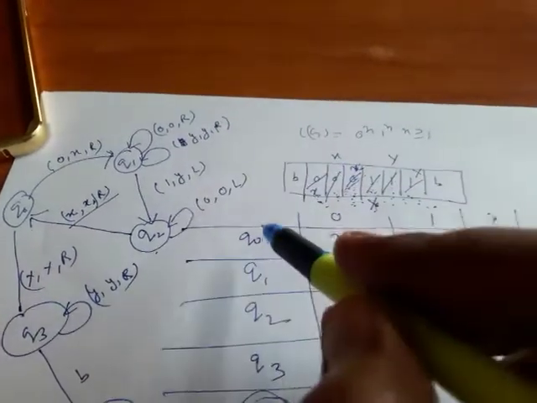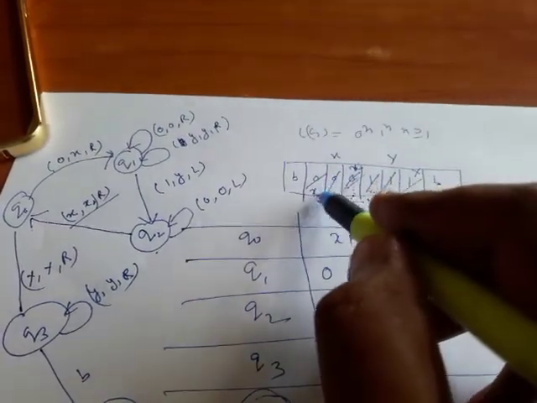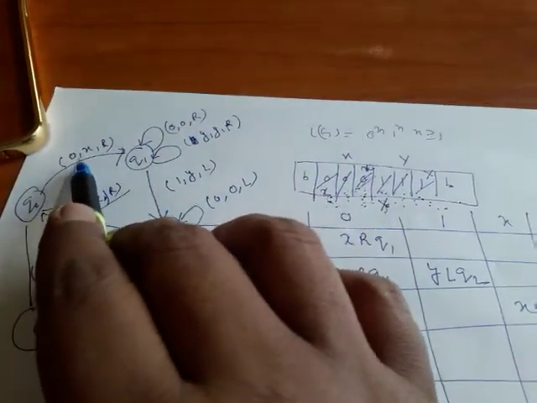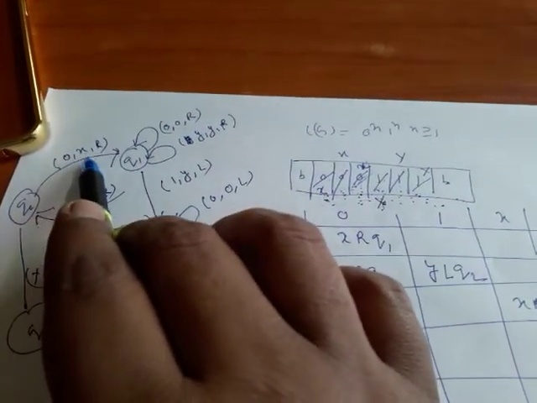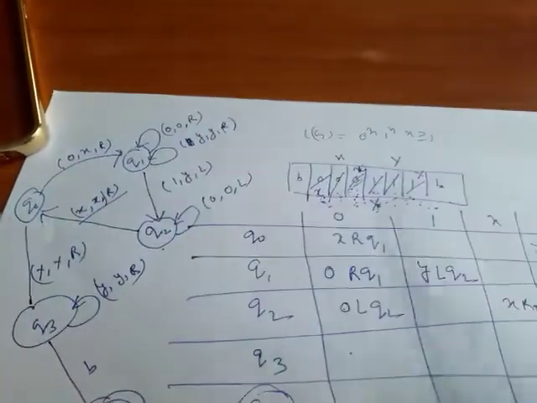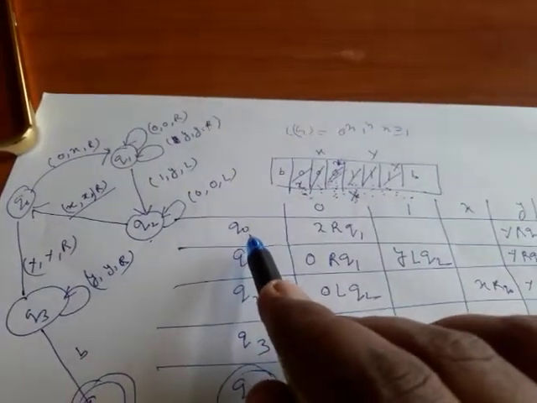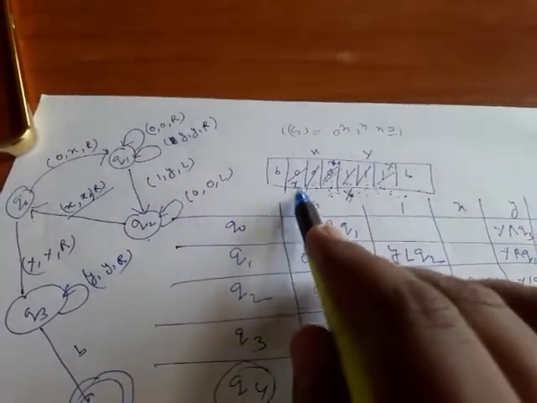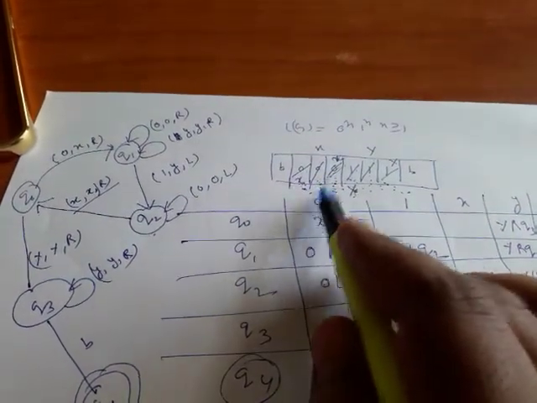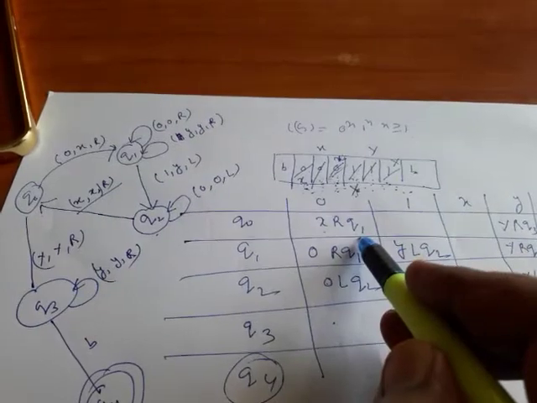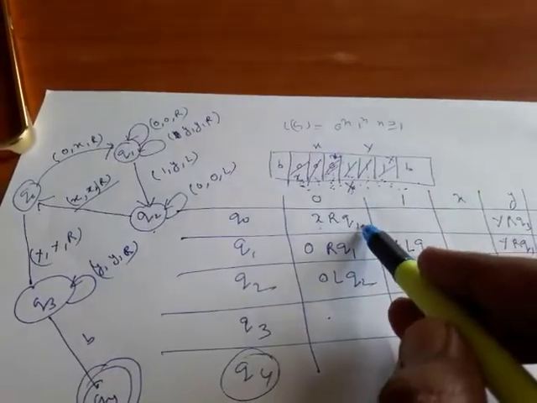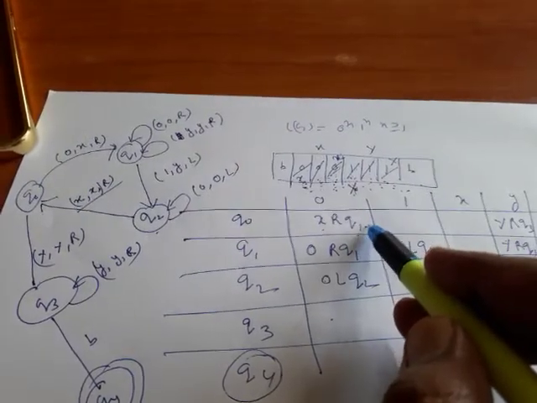Q0: what is the target? Whatever zeros are there, I have to make them x. What is the representation? It shows the input, what we write, and what movement we make, going from this state to the next. Same figure you can see. Q0 taking 0, the target is to make this 0 an x. Done. I go to the right and change the state, because here we are making changes to the input tape.